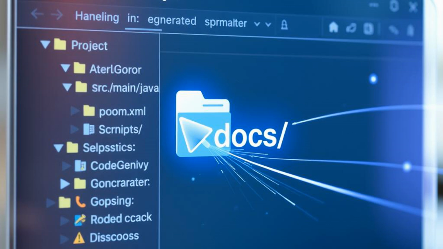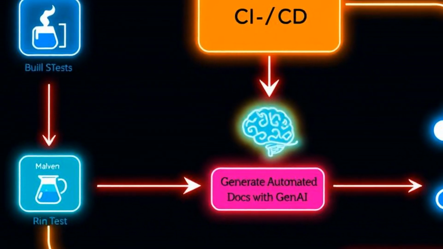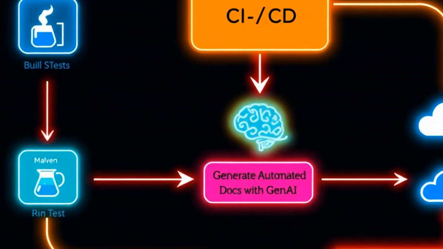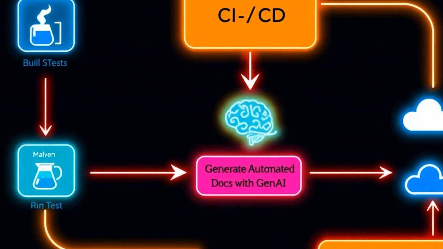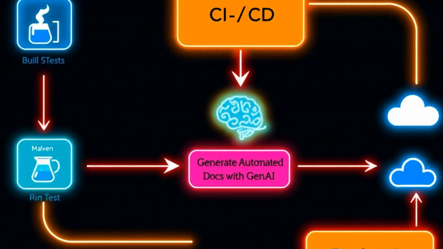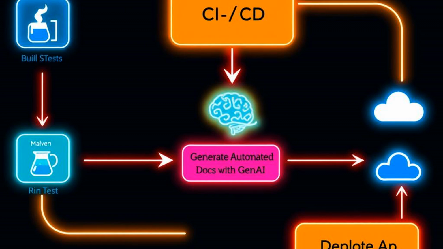We need a solution that is as agile as our development process, a solution that can understand the context of our code and infrastructure, and adapt to changes instantly. This is where generative AI steps in, offering a truly innovative approach to tackling this persistent challenge. Generative AI, with its ability to understand context, generate human-like text, and even comprehend code structures, is uniquely positioned to revolutionize how we handle documentation.